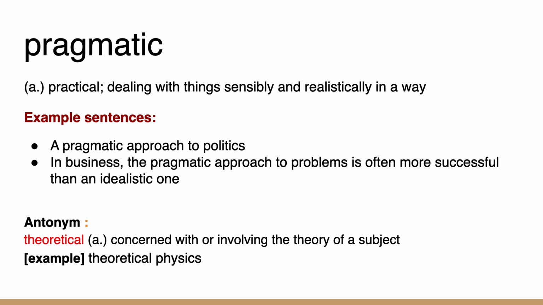Down here we can see the antonym of pragmatic is theoretical. Theoretical is something concerned with or involving the theory of a subject. And we all know that theory is a set of principles about cause and effect. So it's the opposite of being practical. We can look at an example here, theoretical physics. Theoretical physics is physics that is based on theory instead of experimentation.